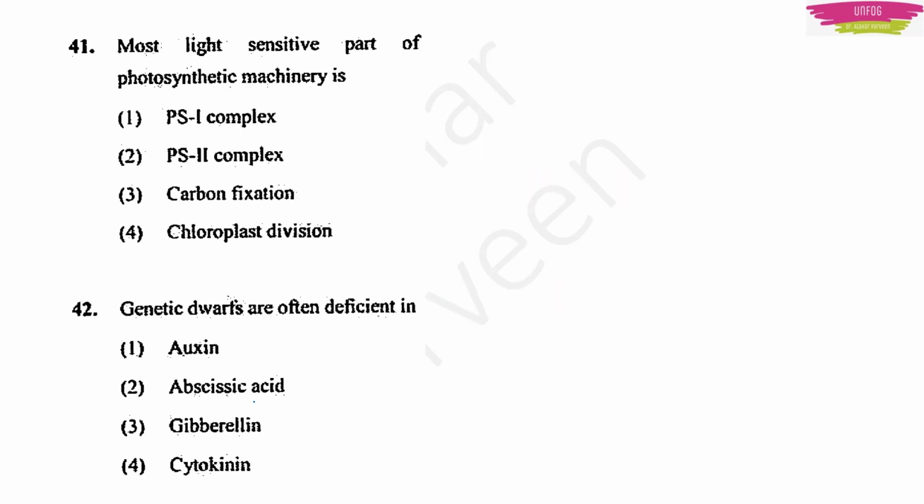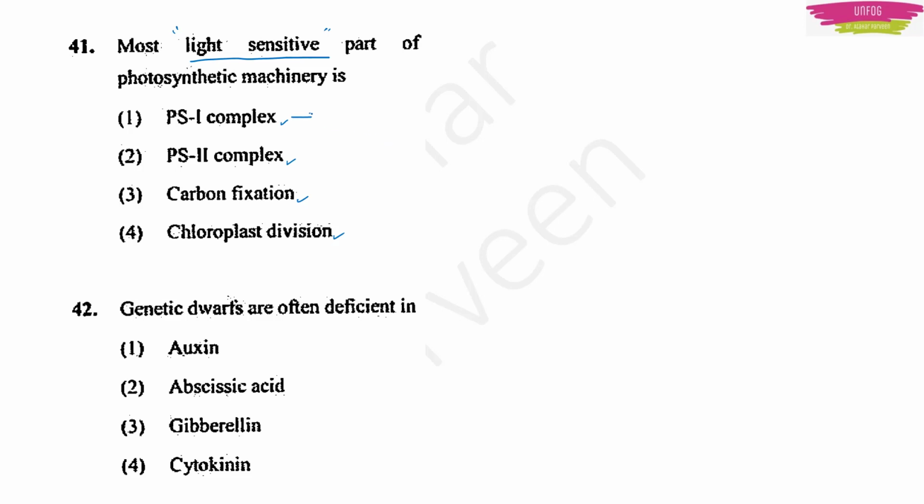The first question is, the most light sensitive part of the photosynthetic machinery is, and the options are given as PS1 complex, PS2 complex, carbon fixation and the chloroplast division. Before we solve this, we need to understand what this term light sensitive means. Light sensitive means even in the presence of the smallest wavelength of light, that specific photosynthetic machinery gets activated. It starts working at that wavelength of light.